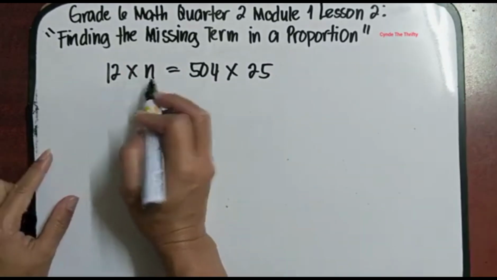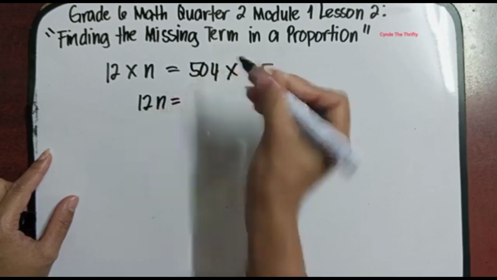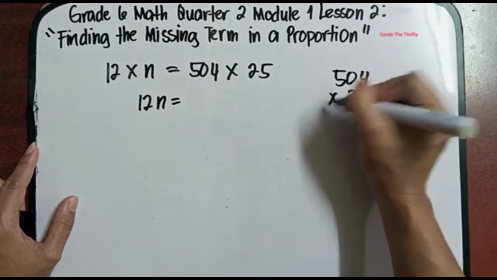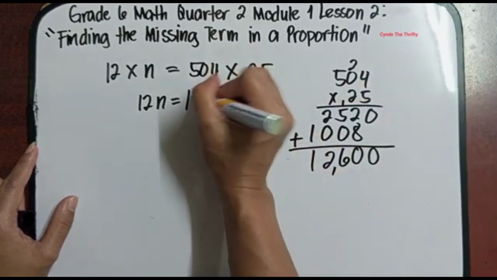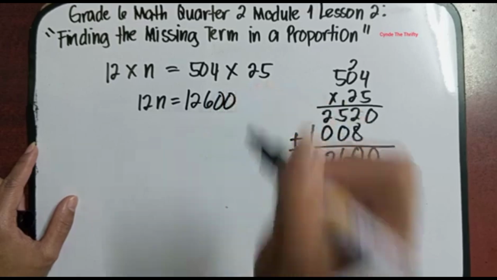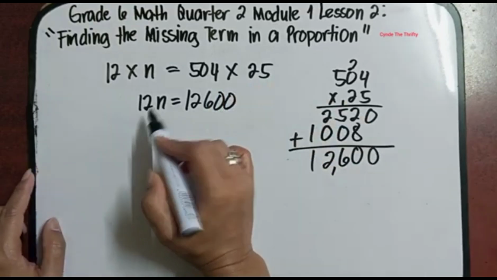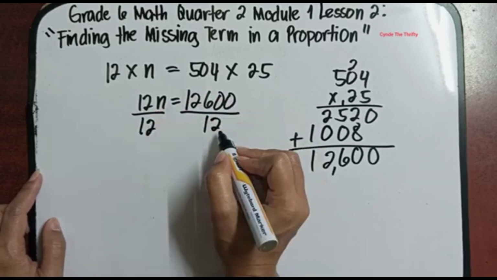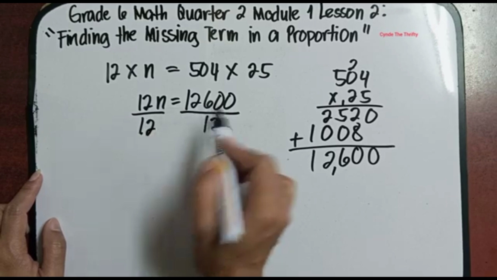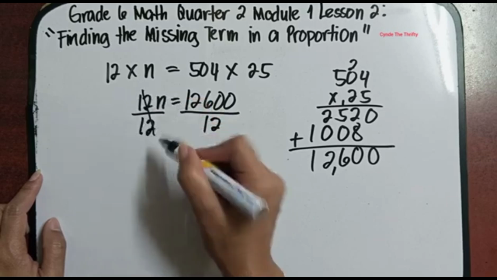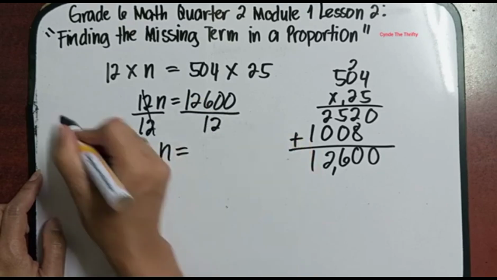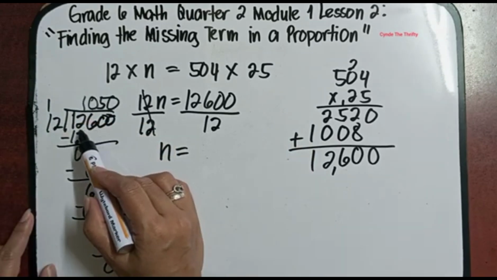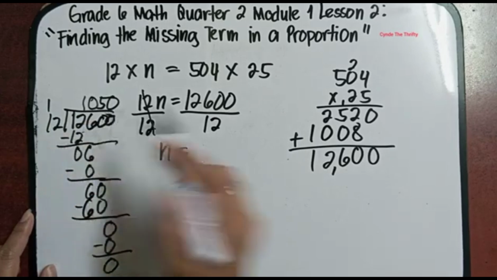So, extremes means. Okay, so i-multiply na natin siya. So, 12 times N is equal to 12N. And then 504 times 25, sige, multiply natin si 504 kay 25. So, 12,600. So, ang sagot natin dito is 12,600. Ang gagawin natin dito is i-divide natin siya sa 12 para si N na lang yung maiwan. Okay? Divide both side. So, both side ang i-divide nyo ng 12. So, 12 divided by 12 cancel. N is equal to 12,600. So, i-divide natin si 12,600 kay 12. Ayan. So, ibig sabihin, 12,600 divided by 12 is equal to 1,050.